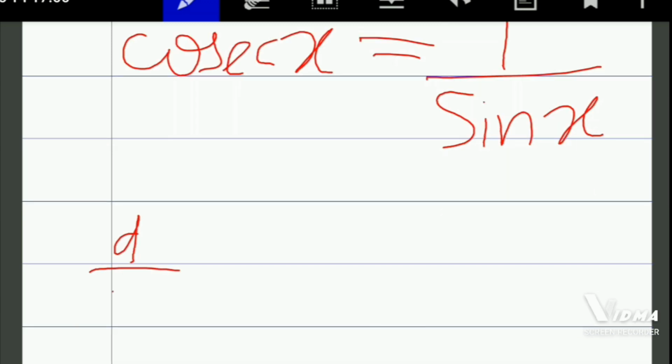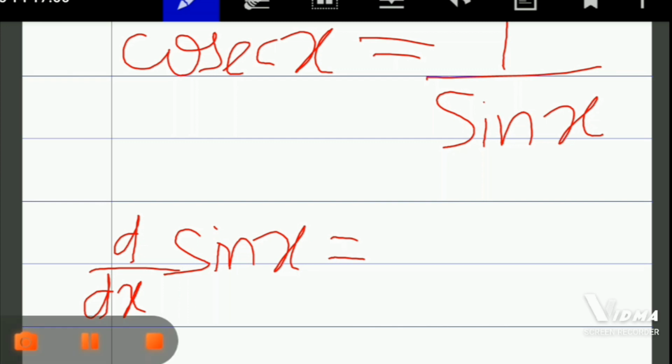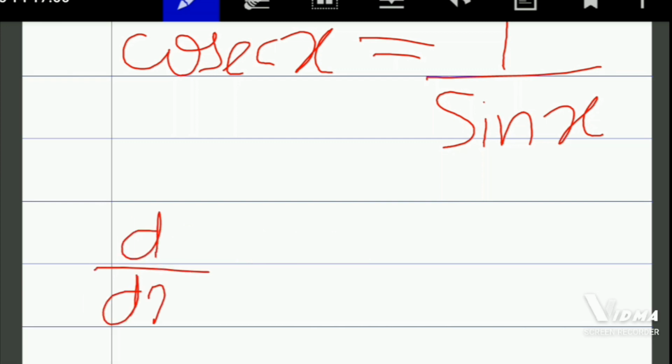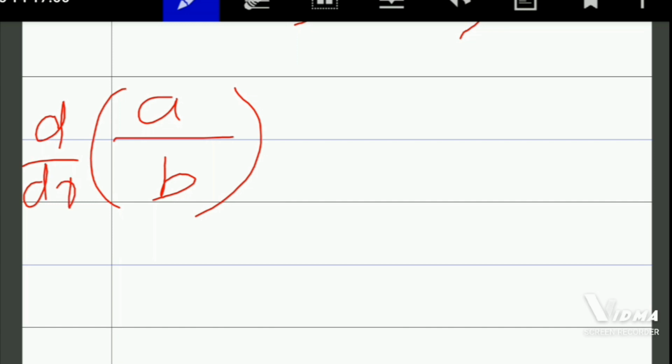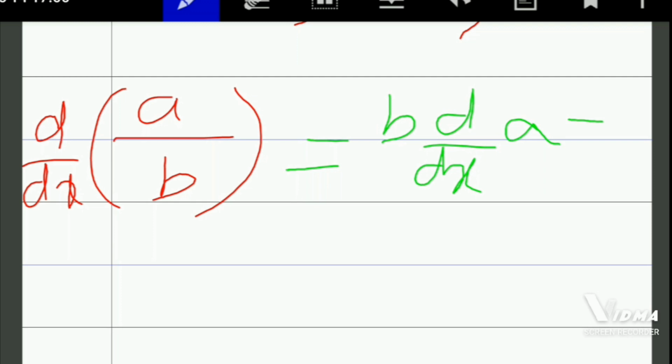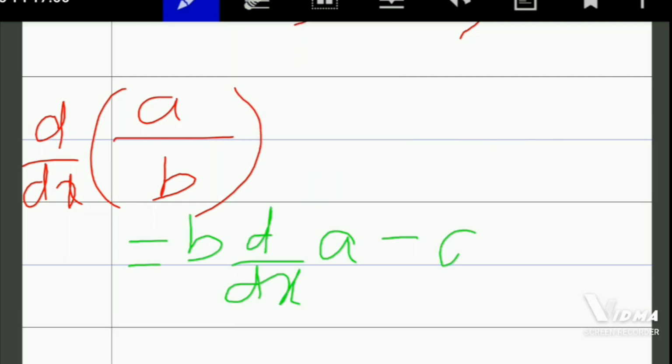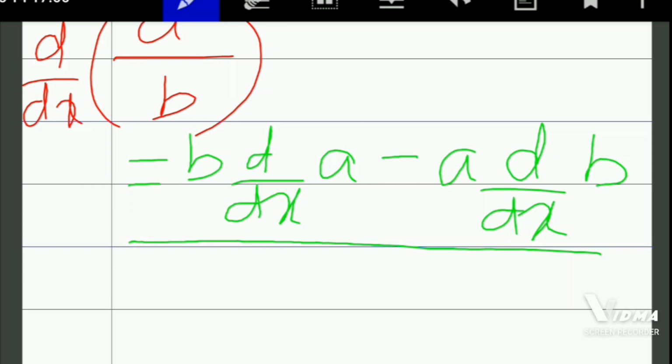So the differentiation of 1 upon sin x would be, according to the working rule of a by b differentiation, that is b into the differentiation of a minus a into the differentiation of b, by b square.